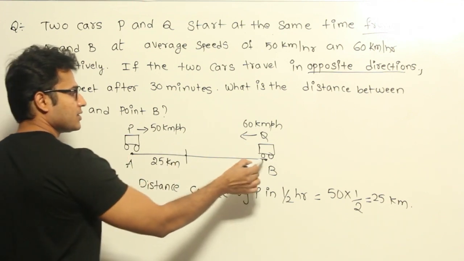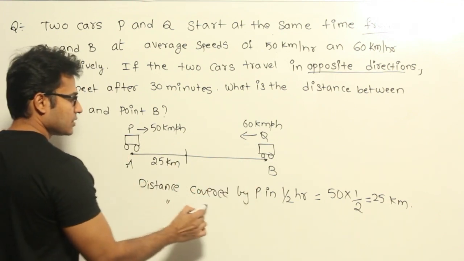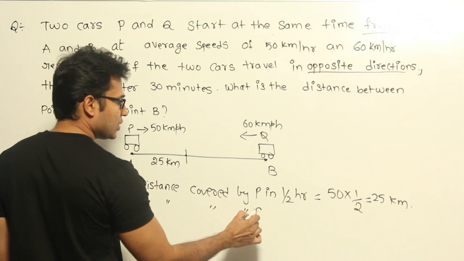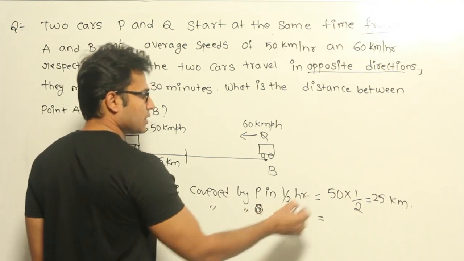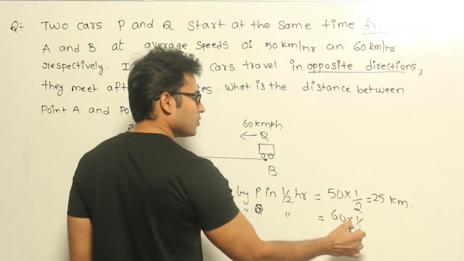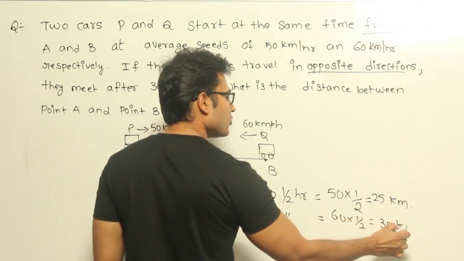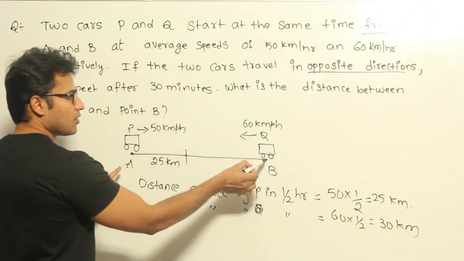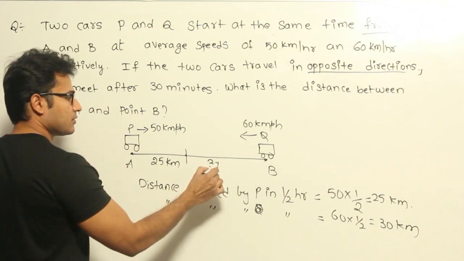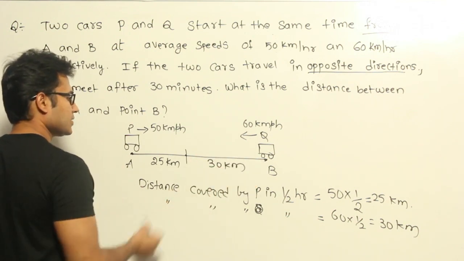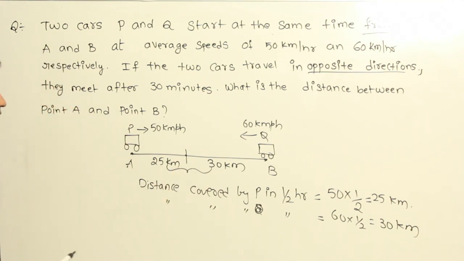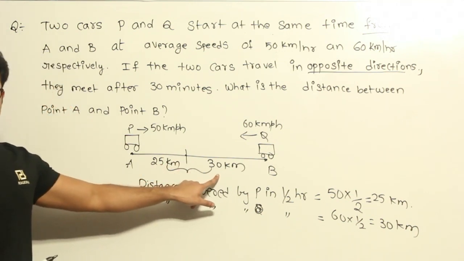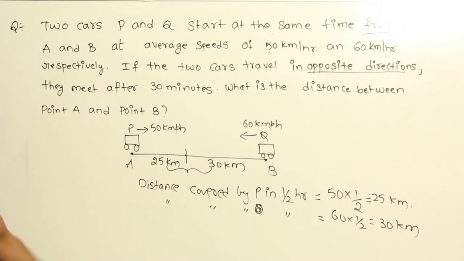Now similarly, what is the distance covered by Q? The distance covered by the car Q in half an hour is equal to 60 into 1 by 2, which is going to be 30 kilometers. Therefore, in half an hour this one has covered 30 kilometers. Now if you add them both, it is going to be 55 kilometers. So 55 kilometers is the answer here. This is one way of solving it.